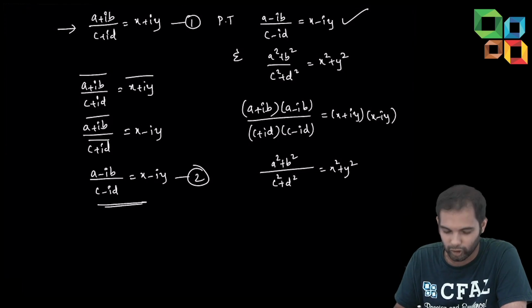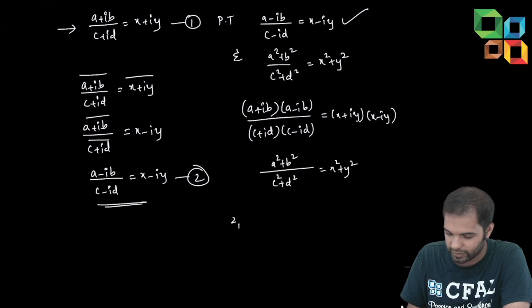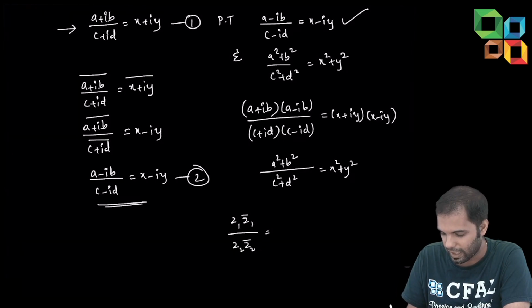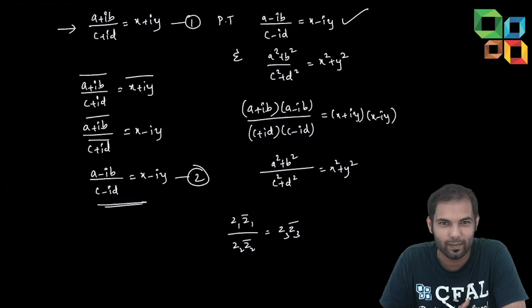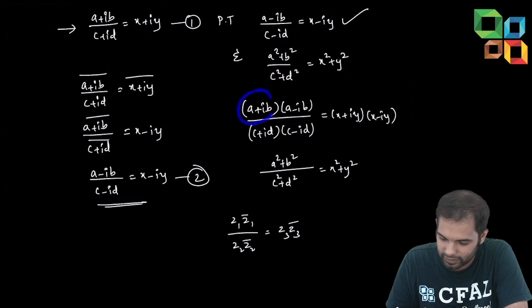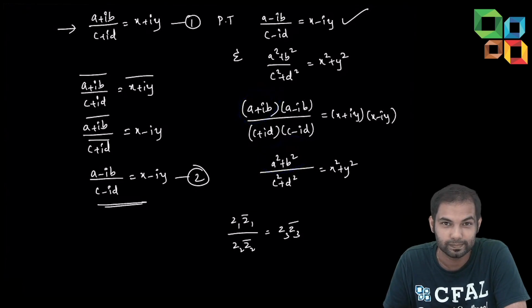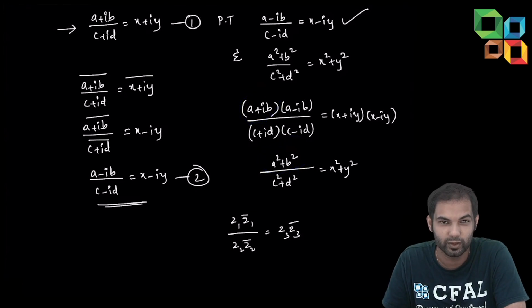This is also true because we just multiplied Z1 into Z1 bar, the denominator Z2 into Z2 bar, and on the other side, probably take it as Z3 into Z3 bar. So we already know that this is nothing but the modulus square. So what is the modulus of this? Root of A square plus B square, whole square, will be A square plus B square.